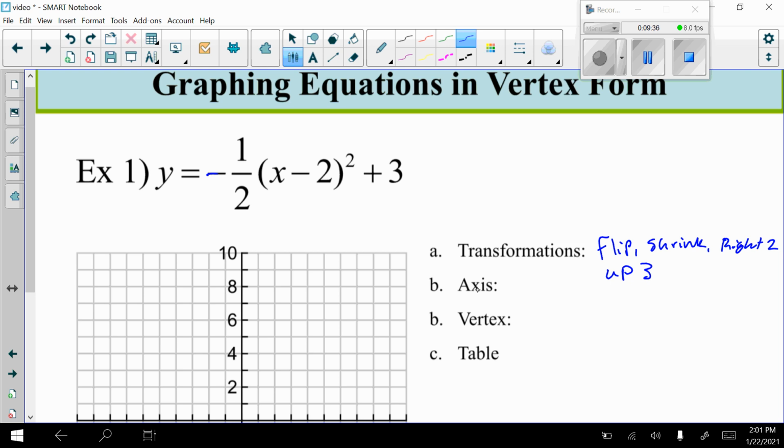Let's think about the axis of symmetry. Remember, we said all we need to do is look at h, the number inside the parentheses, and flip it. That's a big thing. We've got to remember to flip that sign. So whatever I see inside of there, I'm going to change the sign. So the axis of symmetry is going to be x equals +2. The axis of symmetry is the x coordinate of the vertex, and the y coordinate is just whatever k is, that other number. So it's just 3, and I don't need to flip that one. So that's why we call it vertex form, because it's easy to find the vertex.